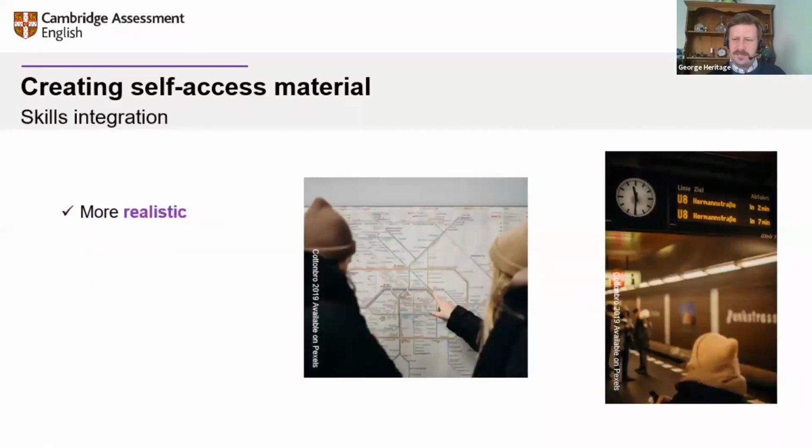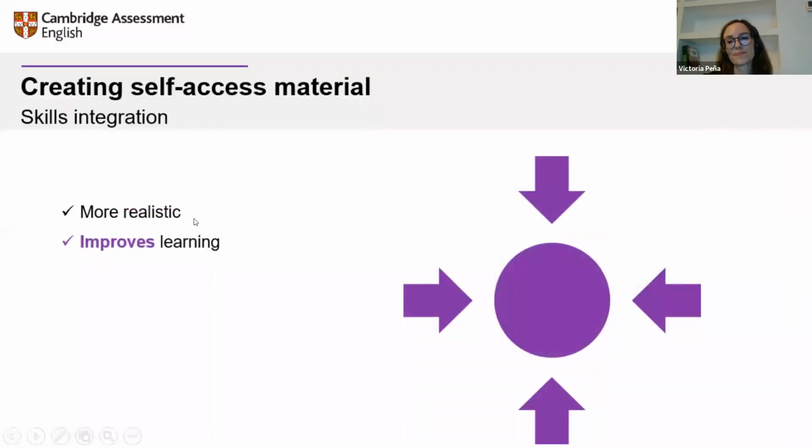Skills integration, Victoria? Whenever we integrate different skills in our lessons, in our material, we are making the learning process more realistic, because as you said before, George, we rarely use skills in isolation in real life. So it is nice to bring that to our classroom. Virginia, 6 encounters is insufficient to know a word. Exactly, it all depends on the level of acquisition and probably the level of our learners as well.